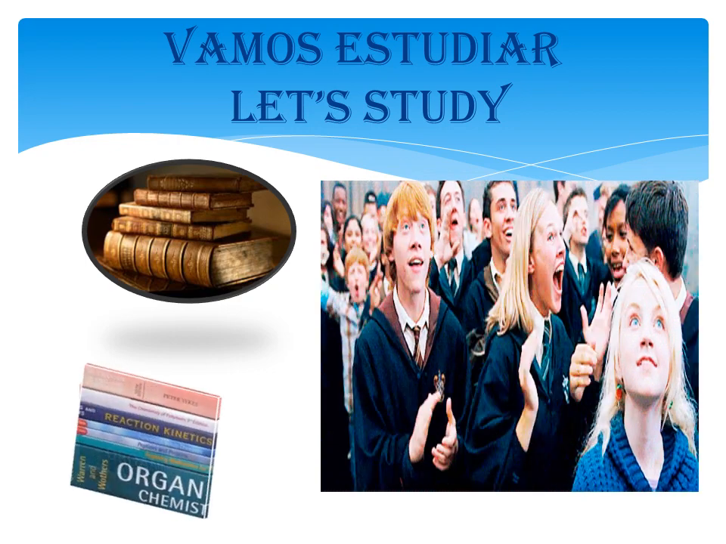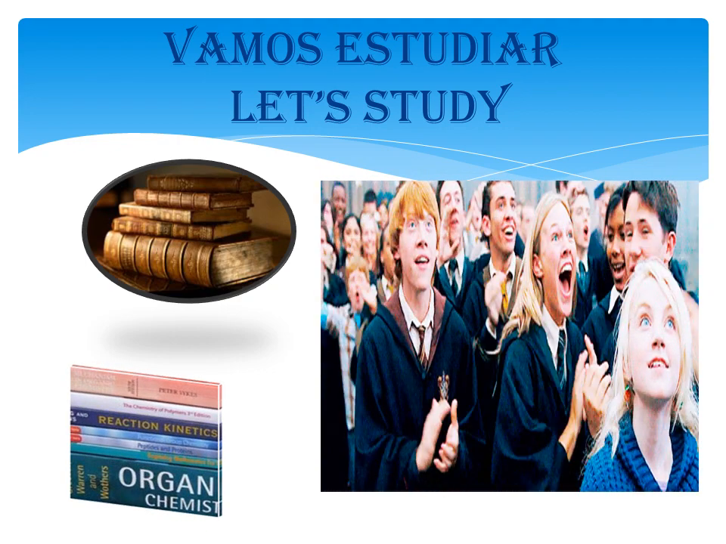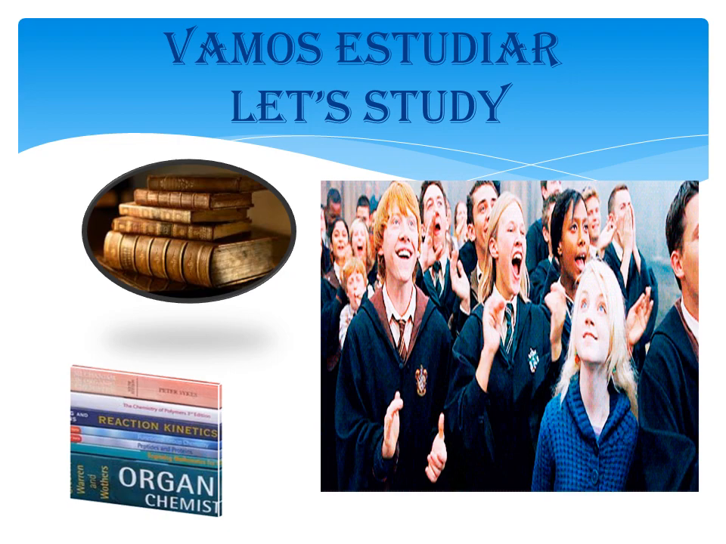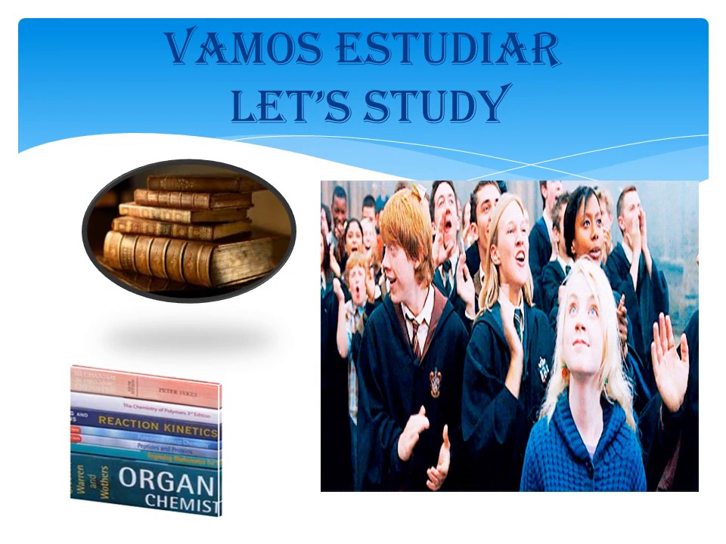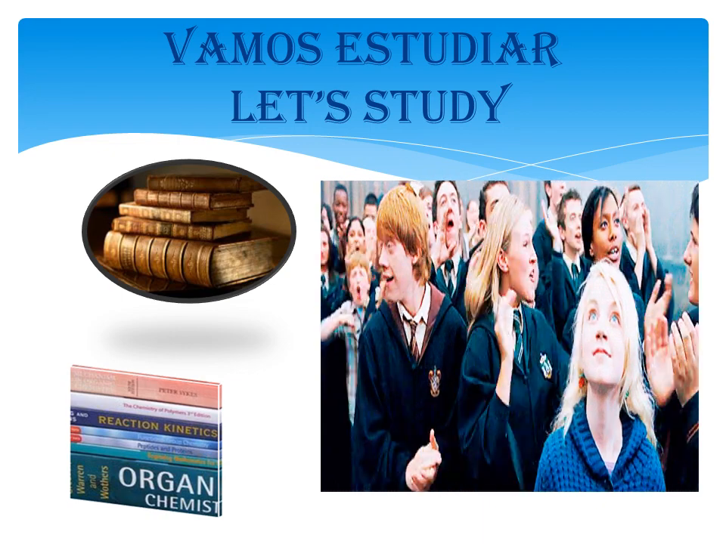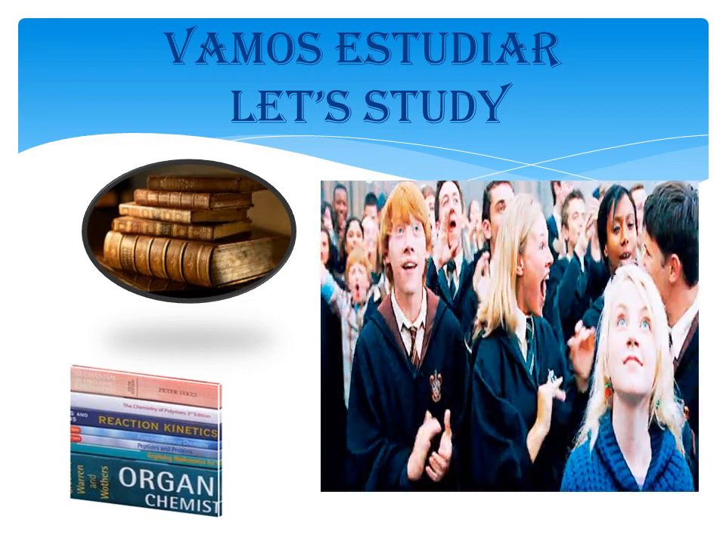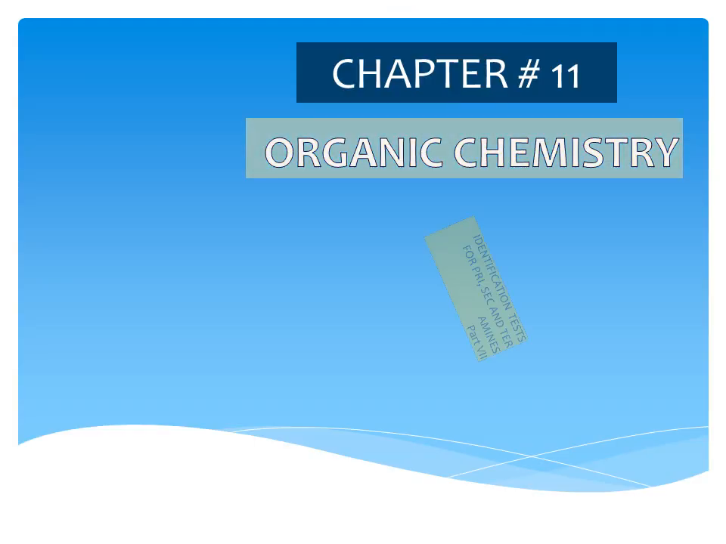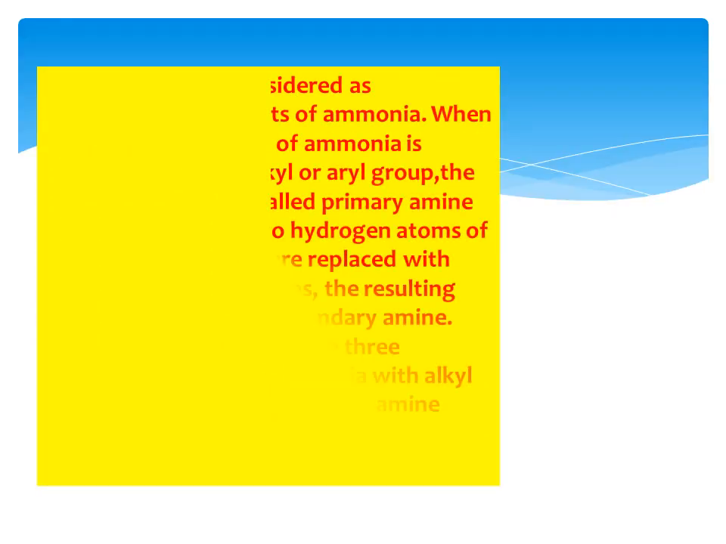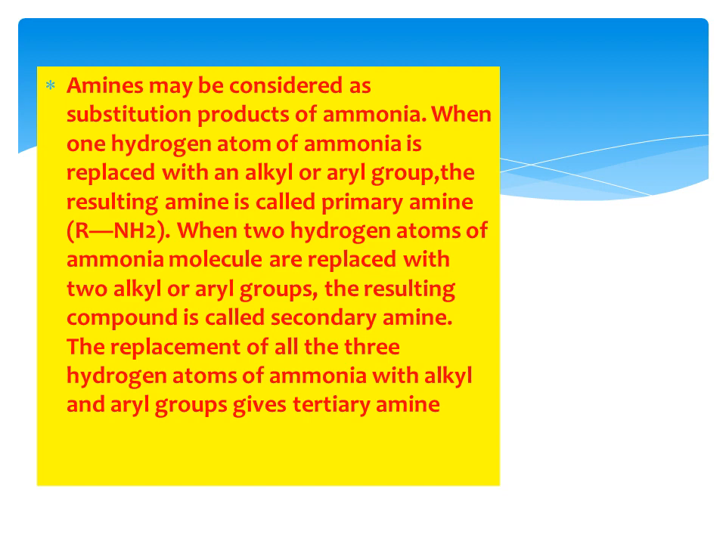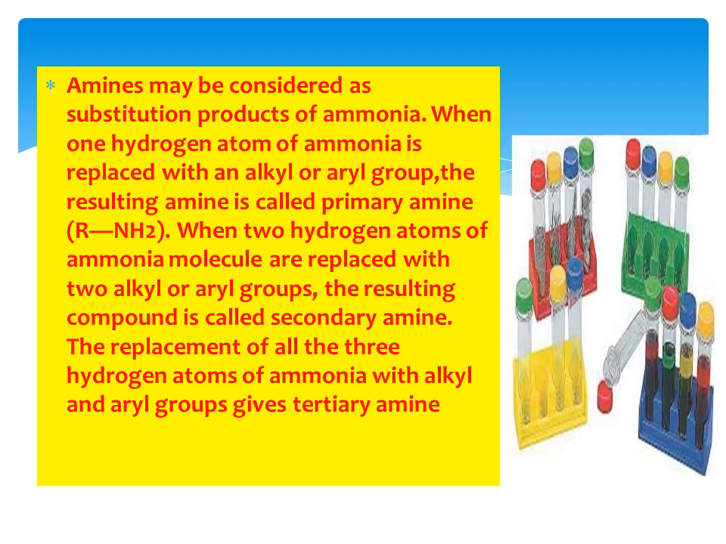And today we are going to discuss the continuity of identification of functional groups, in which we are going to discuss specifically amines: how we are going to distinguish between primary, secondary and tertiary amines. This is the continuity, part 7. So let's progress and recall in our mind what amines actually are and how you distinguish between primary, secondary and tertiary amines.